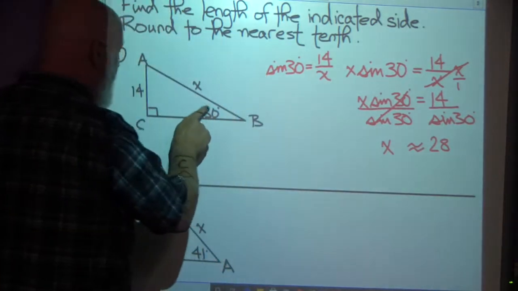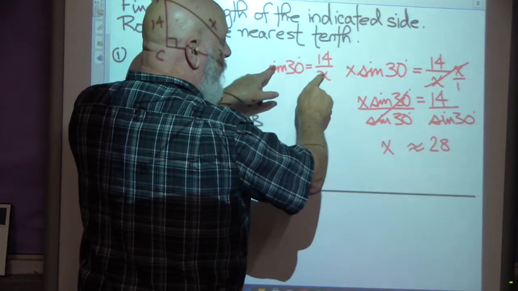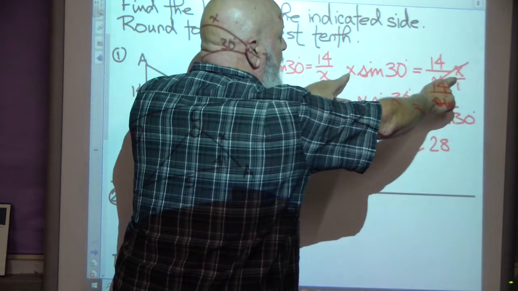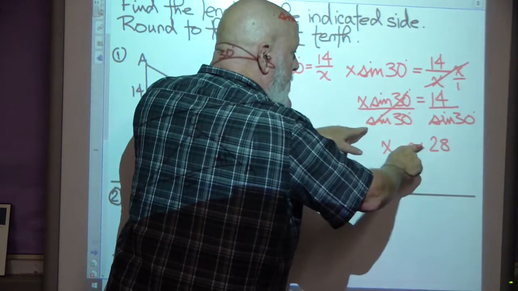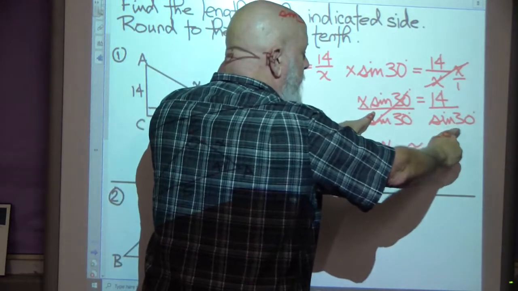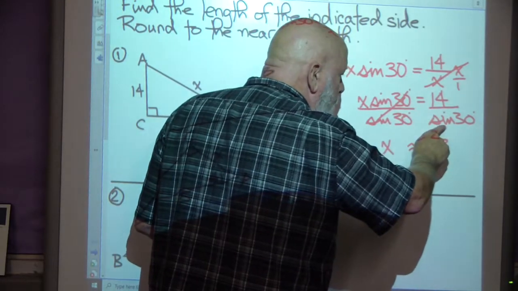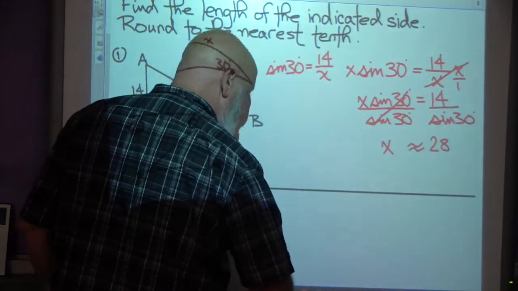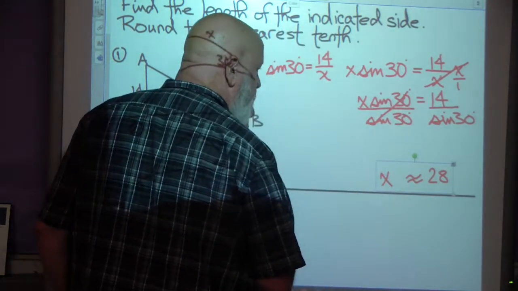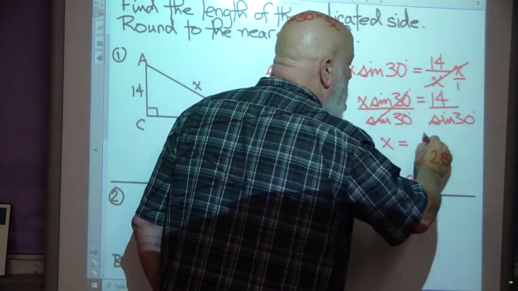If I said the sine of 30 is 14 over x, what I would say is I don't want the variable in the denominator, just like I said over here, and so I multiply both sides by x, then I divide both sides by sine 30, and notice what happened. This x and this sine 30 just switched positions. I get this disappears, and I get x equals 14 over sine 30. And look at it like this. It's just a little shortcut. X is all that's left over here equals 14 divided by sine 30.